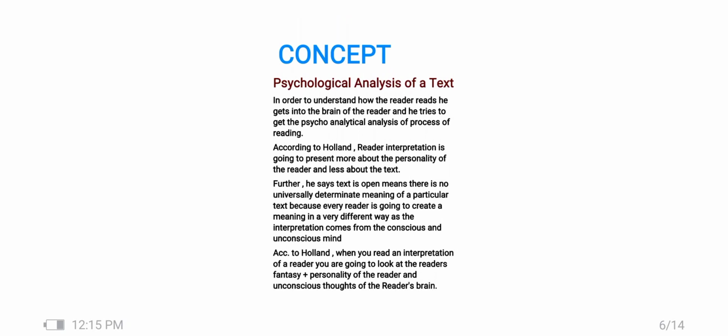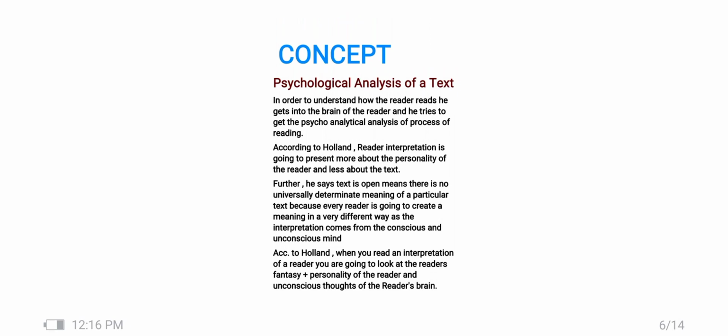Further, he says the text is open, meaning there is no universally determinate meaning of a particular text, because every reader is going to create meaning in a very different way, as the interpretation comes from the conscious and unconscious mind. He says that there is no universal determinate meaning of a text because there is more than one valid interpretation which the readers are going to give us, because those interpretations come from the conscious and unconscious mind. We'll deal with it in Sigmund Freud's psychoanalytic criticism.